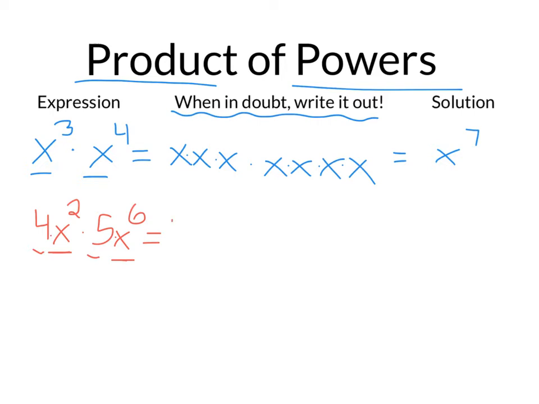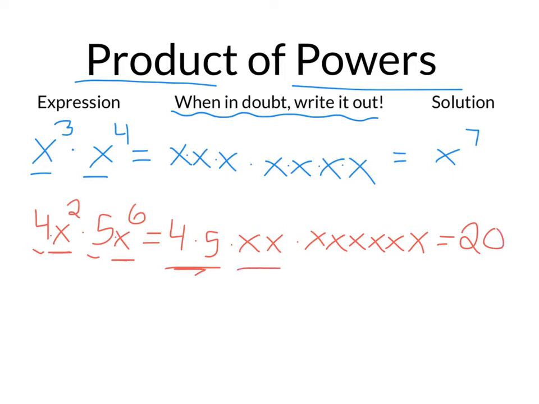So I'm going to rewrite this as 4 times 5 times x squared means x times x, and x to the 6th means 1, 2, 3, 4, 5, 6 x's. So my coefficients, I can just multiply. So that's 20, and then how many total x's are there? 1, 2, 3, 4, 5, 6, 7, 8. So x to the 8th.